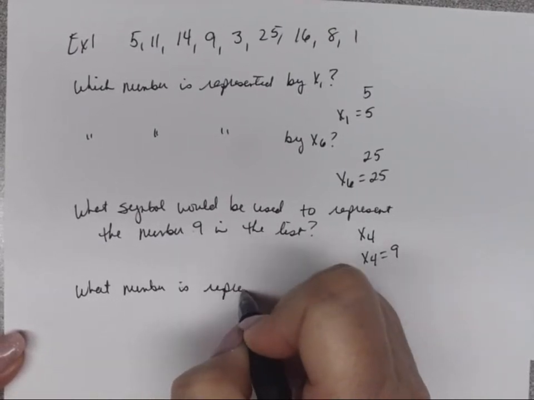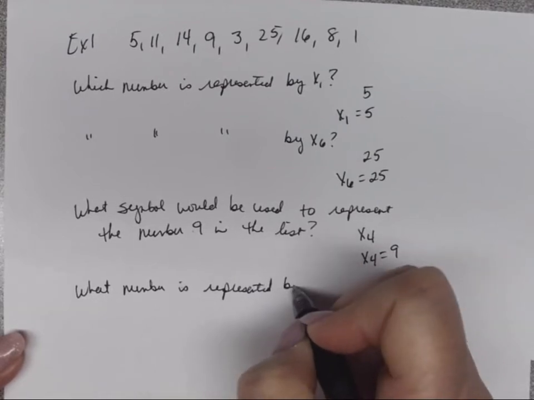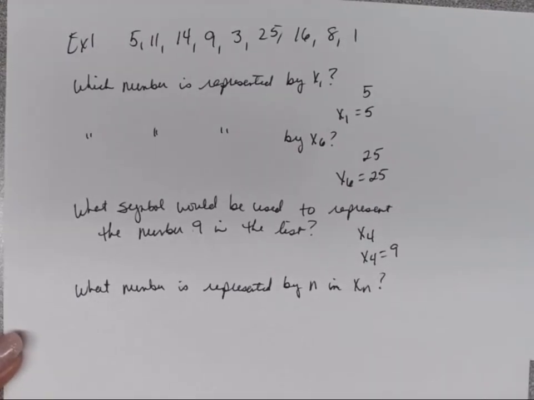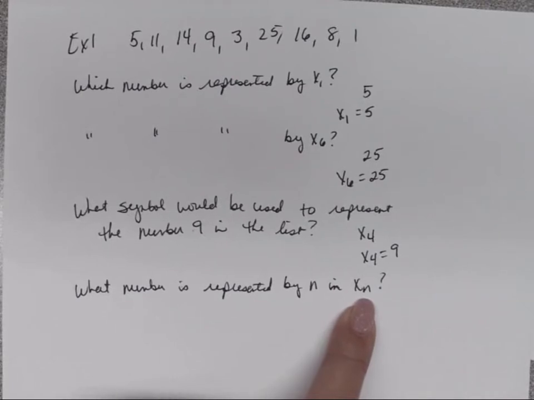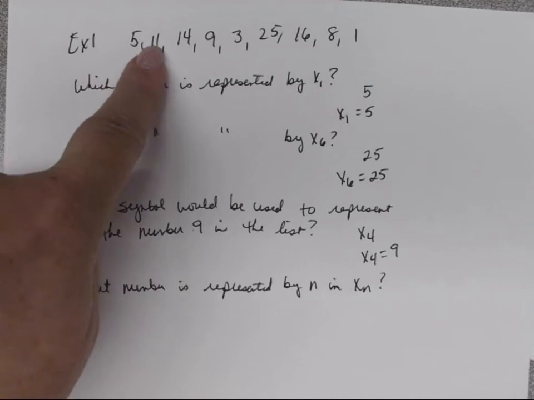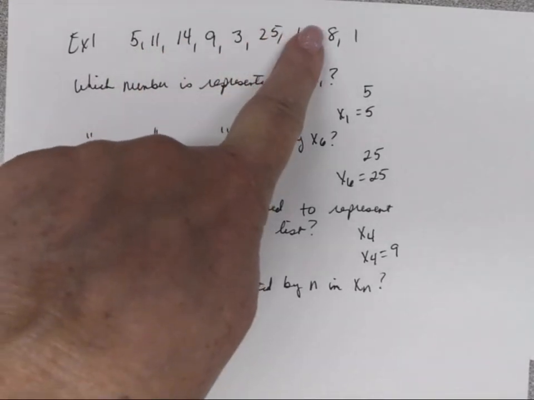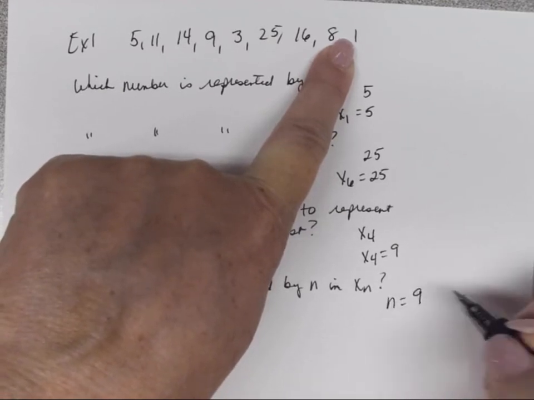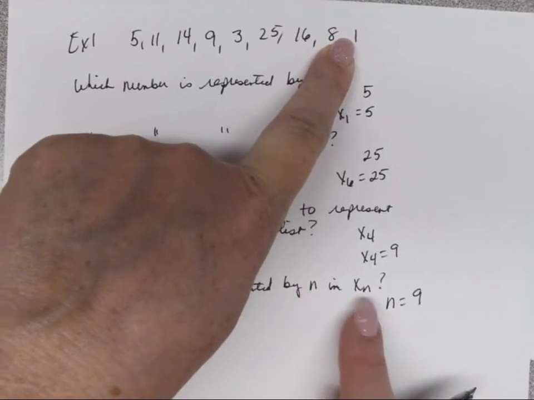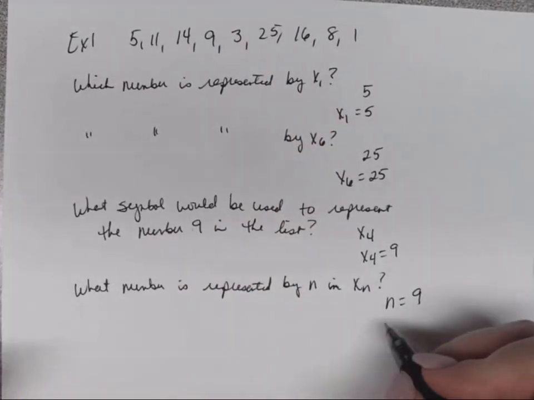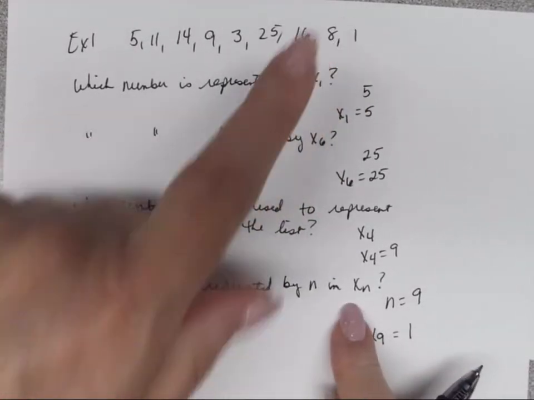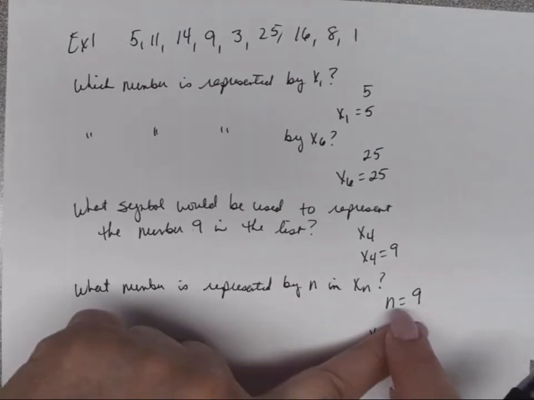All right, what number is represented by n in x sub n? Well, remember the n is the nth number, which is your last number in the list. So I'm looking at 1, 2, 3, 4, 5, 6, 7, 8, 9 numbers in the list. So that means my n is equal to 9 because I'm looking for the n. Now, if you're looking for the nth term, then x sub 9 would be equal to 1. But if they're asking just for the n, you're going to write n is equal to 9.